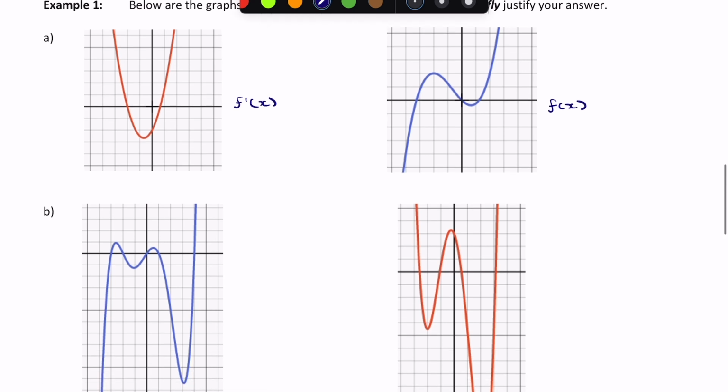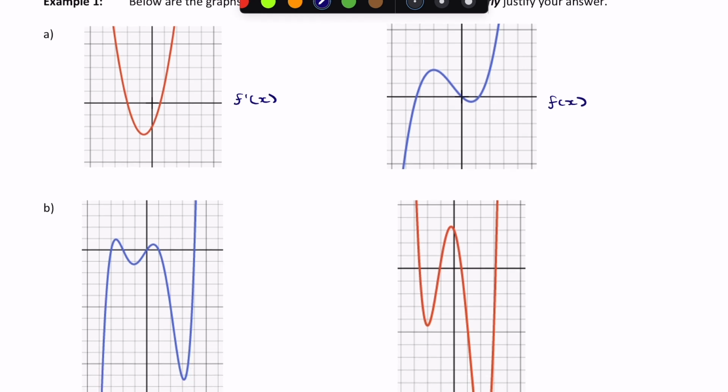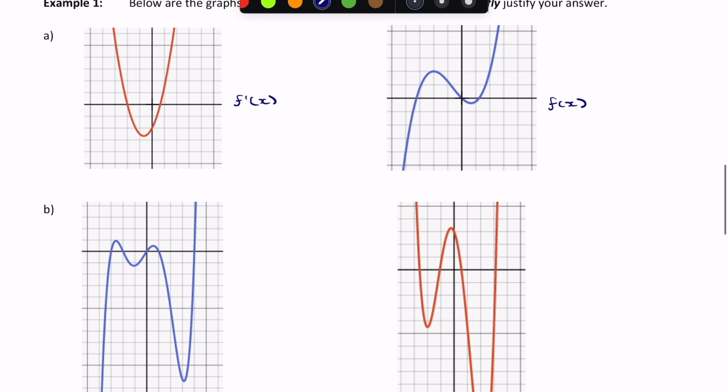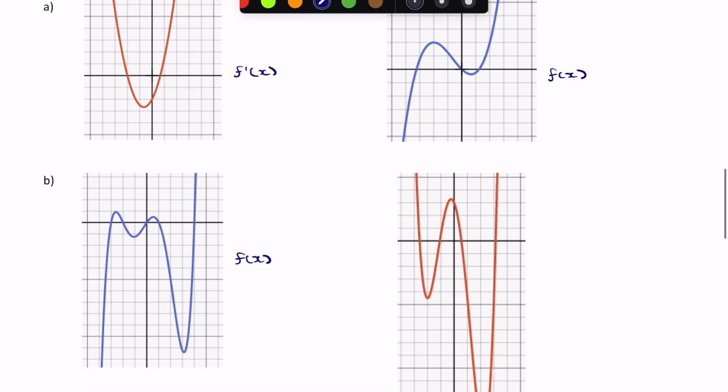And so for b, here we see that there's a degree 5 and a degree 4. So this would be the f of x function, and this would be the f prime of x function.